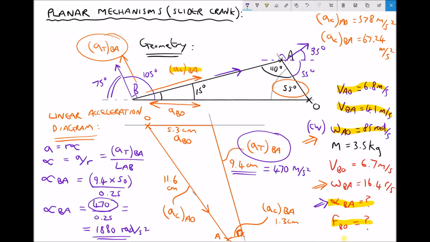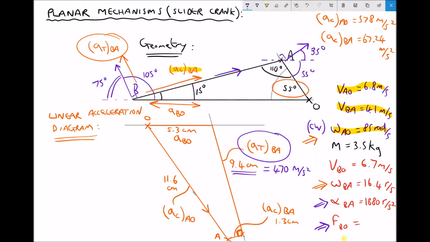Let's add that to our list of variables and then carry out our very last calculation. So we have 1880 rads per second squared. Once again, we just need a small amount of space for this. So in the bottom left-hand corner, to calculate force, we use mass times acceleration. Well, we know the mass of our slider is 3.5 kilograms, and the acceleration that we need to use is the acceleration of B relative to O.